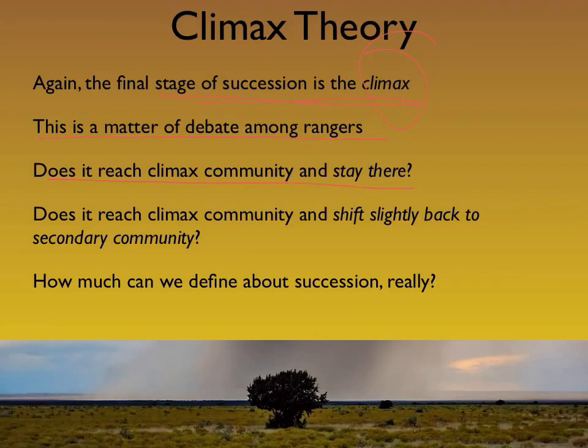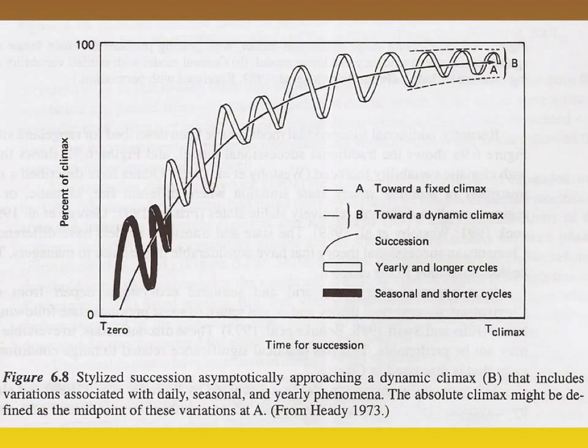We have some questions. Does it reach the climax community and stay there? Does it reach the climax community and shift back to some other secondary community? Does it ever reach climax community? We'll bring up global warming again. Let's say we have this particular climax community that was based on a higher precipitation, and we haven't seen that precipitation in 30 years. Do we need to change what the climax community actually should be, given the stage that we're at in terms of the climate? Maybe so.